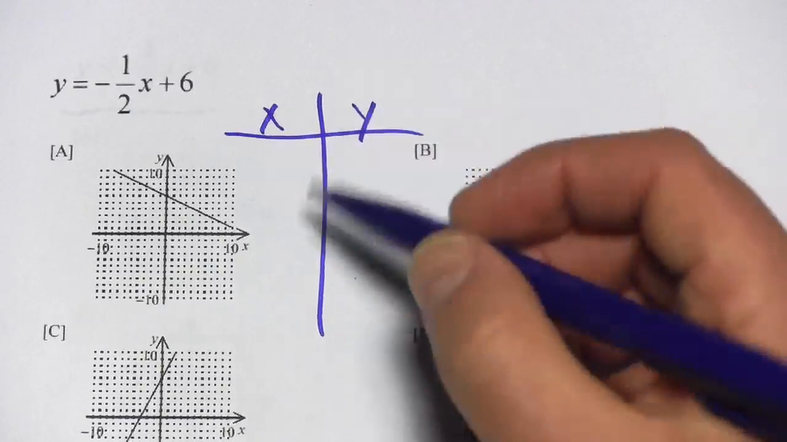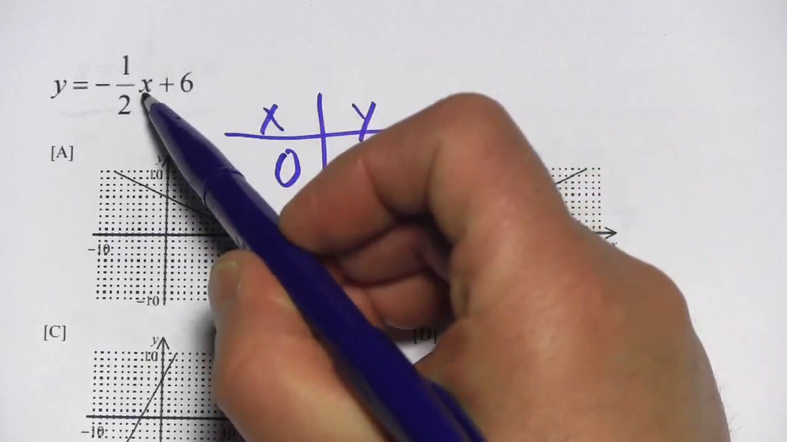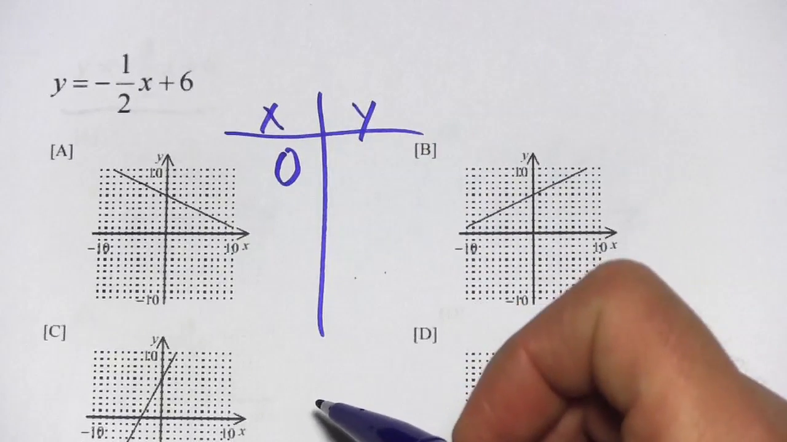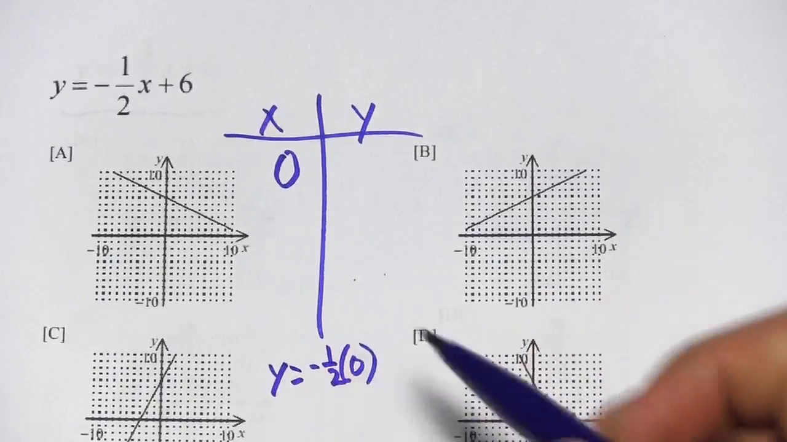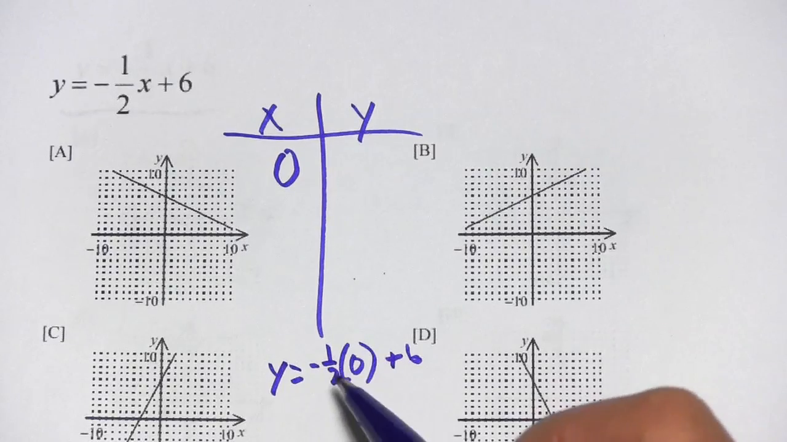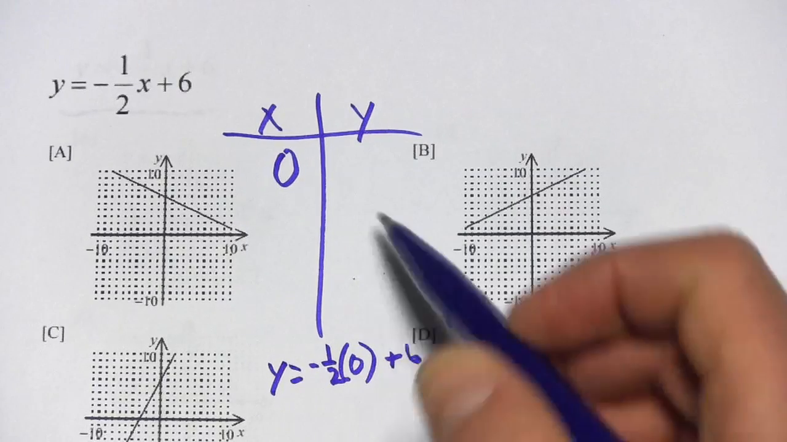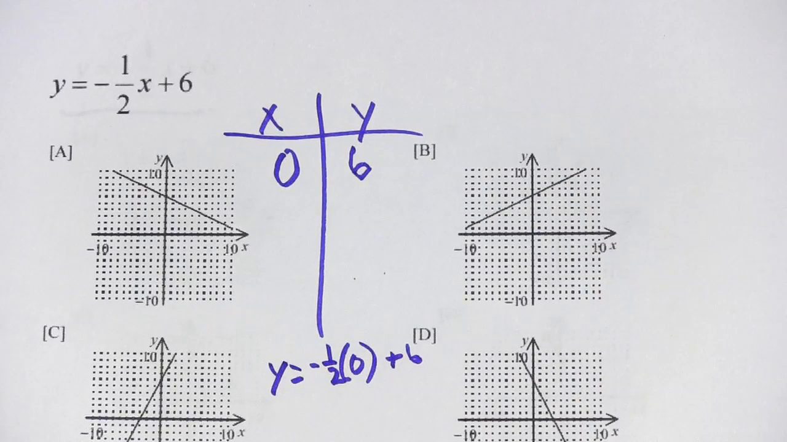The easiest x value to choose, and the one I would always start with, is 0. If I put in 0 for x here, what I would get is y equals negative 1/2 times 0 plus 6. Well, negative 1/2 times 0, anything times 0 is just 0, so this is y equals 6. So when x is 0, y is 6.